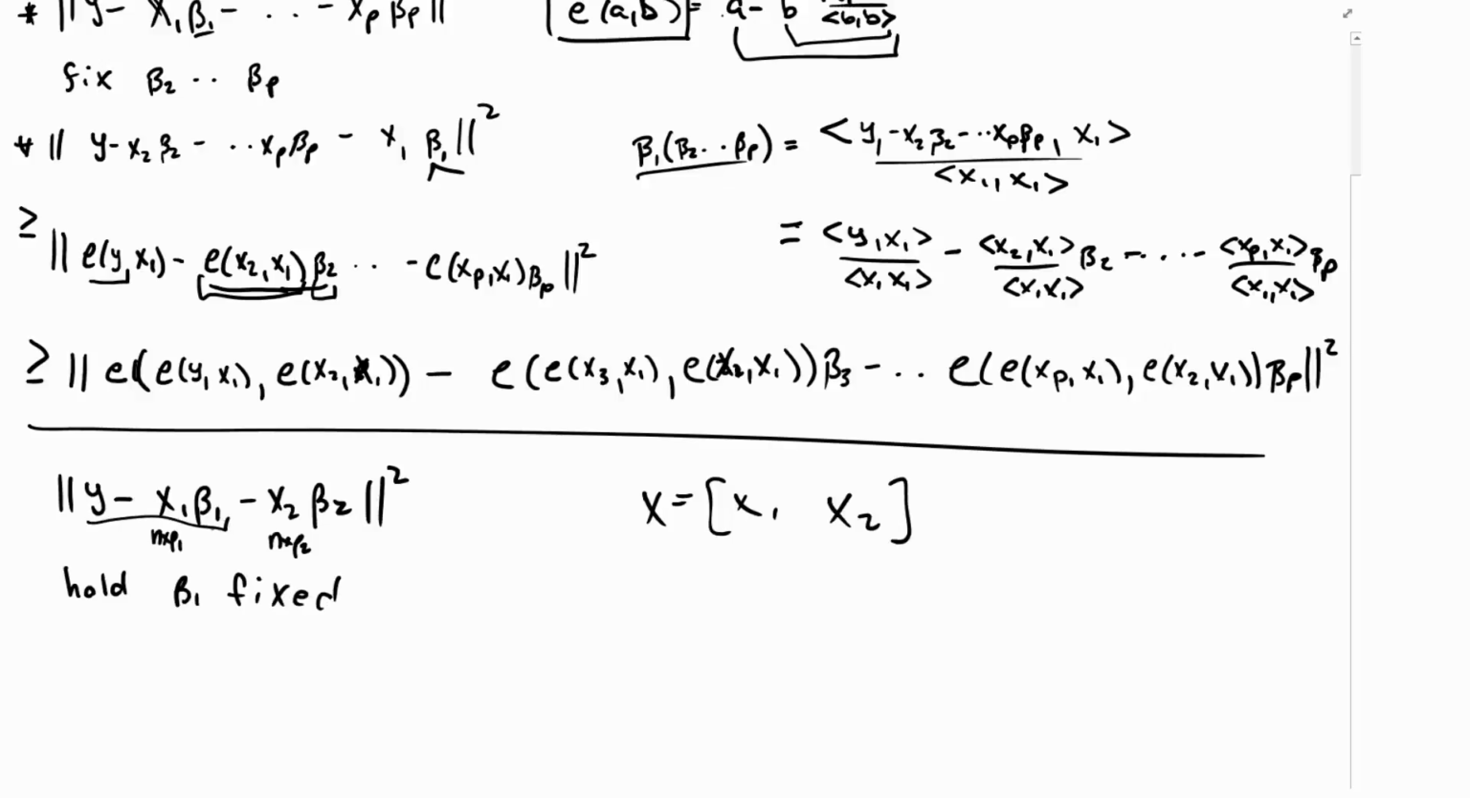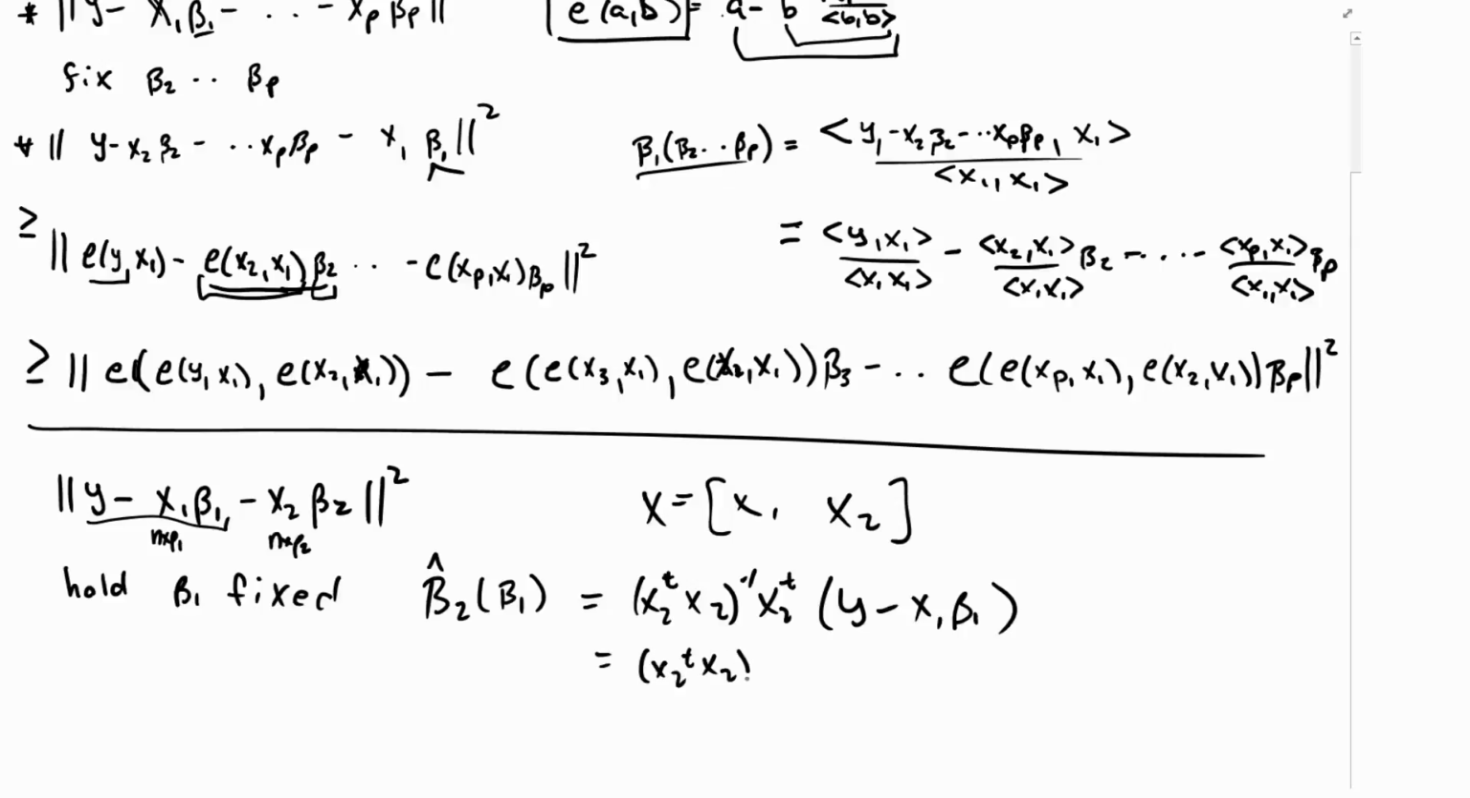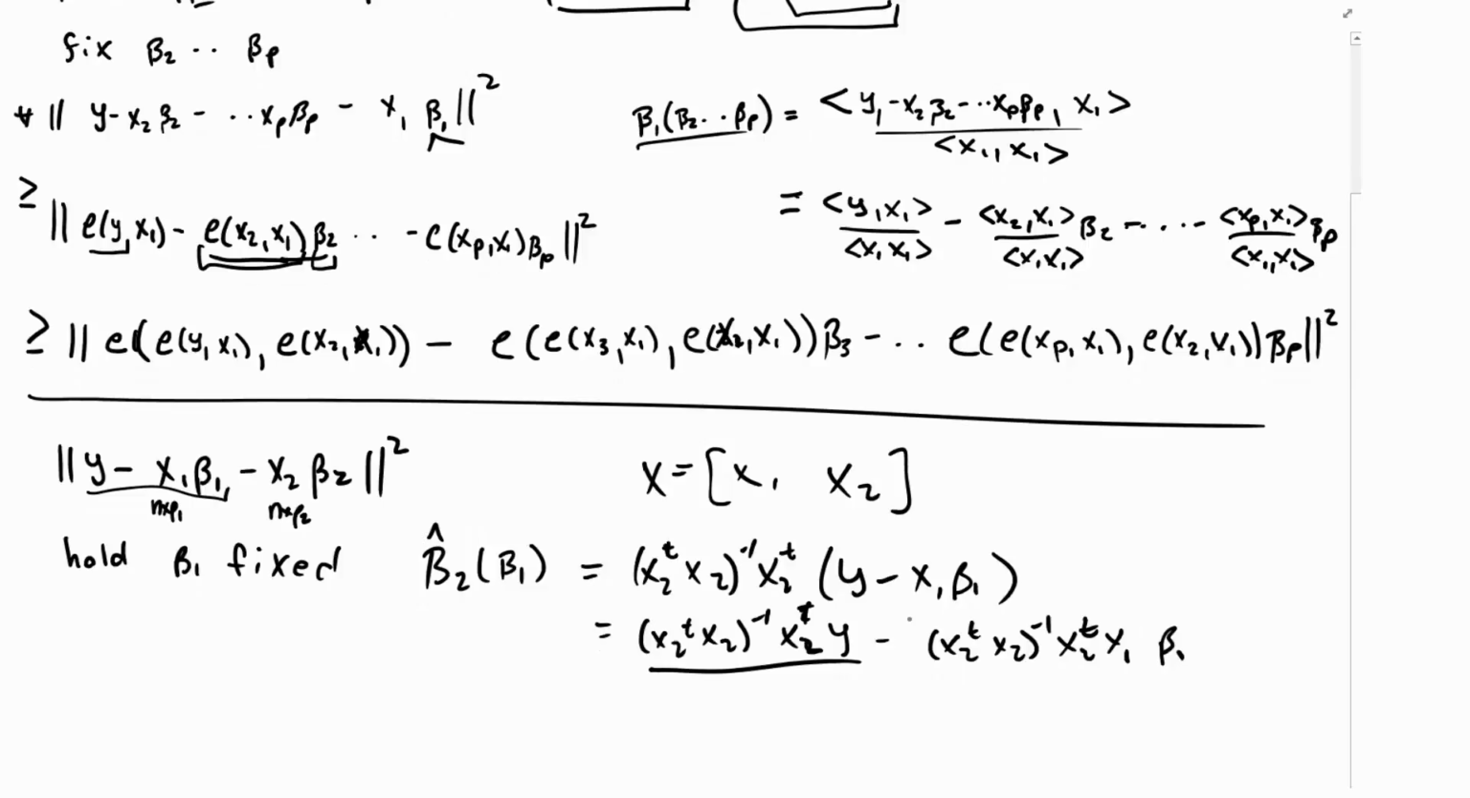okay, so now this term, y minus x1 beta 1, is a single term, and I know what my solution for beta 2 would have to be. Beta 2, as it depends on beta 1, my beta 2 hat as it depends on beta 1, would simply have to be x2 transpose x2 inverse x2 transpose, then times my outcome, but because x1 and beta 1 are fixed, it works out to be x2 transpose x2 inverse x2 transpose times y, which is the coefficient, and then x2 transpose x2 inverse x2 transpose x1 times beta 1.